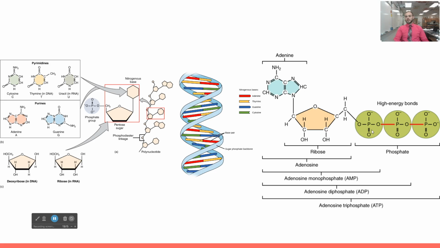If you break one off, you get a less energetic molecule. You get adenosine diphosphate, 2 phosphates. You break that one off, you get adenosine monophosphate or AMP, which has even less energy to it. So basically, the further out you get, the more energy is associated with that molecule.